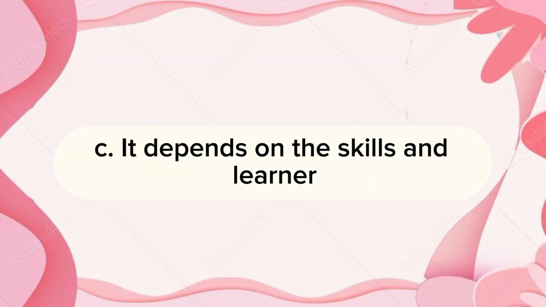Let's proceed with number 10. So, what is your answer for number 10? Yes, that's correct. The answer for number 10 is letter A, differentiated instructions. So why is it the answer? Because differentiated instruction involves tailoring instructions to meet the diverse needs of all learners. So this is essential for creating an inclusive learning environment where students feel supported and challenged.